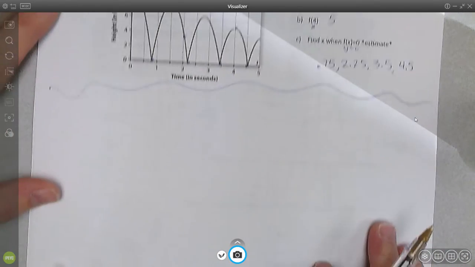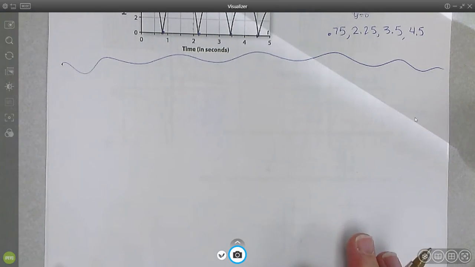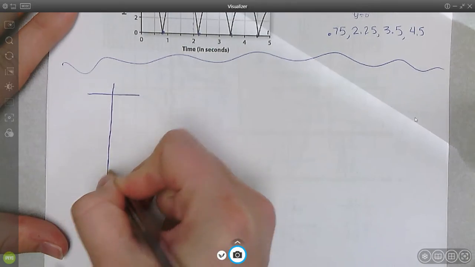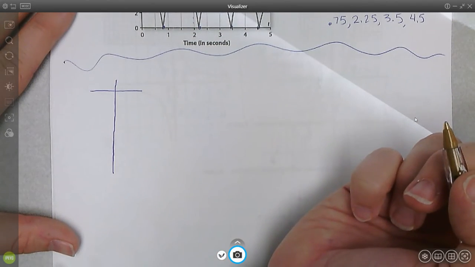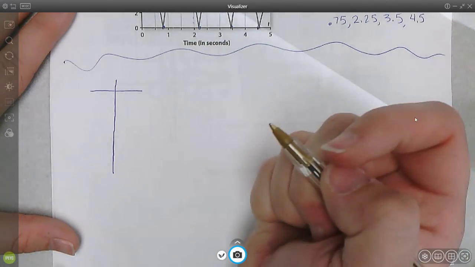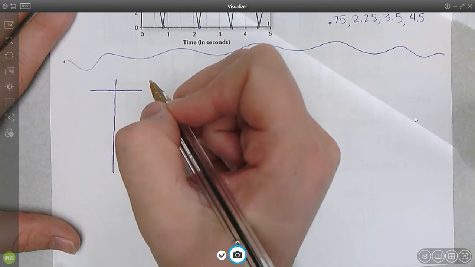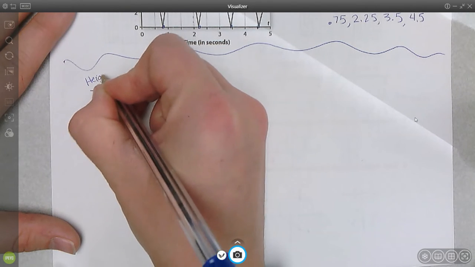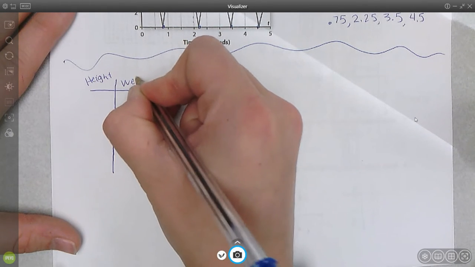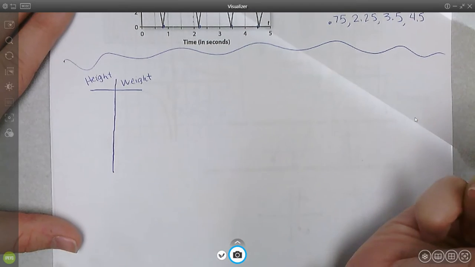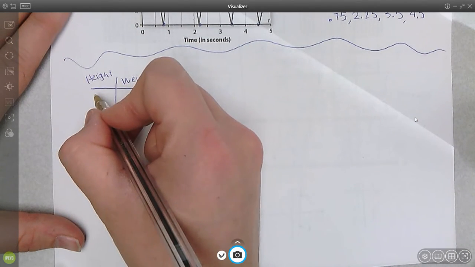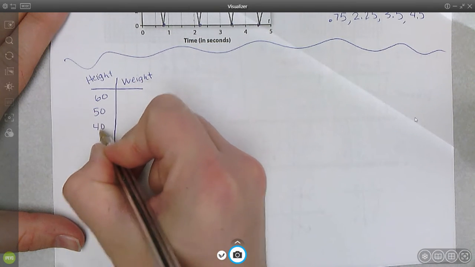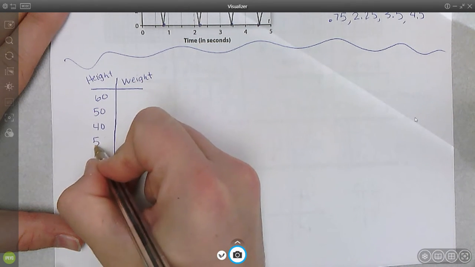Okay, and then the last thing that's on your final, I'm just going to make some stuff up here. So let's say we are comparing, I don't care, heights and weights. So let's do height here, and we'll do weight here. So I'm just going to put in a few numbers. So let's do this in inches. So let's do 60 inches, 50 inches, 40 inches, and 52 inches.